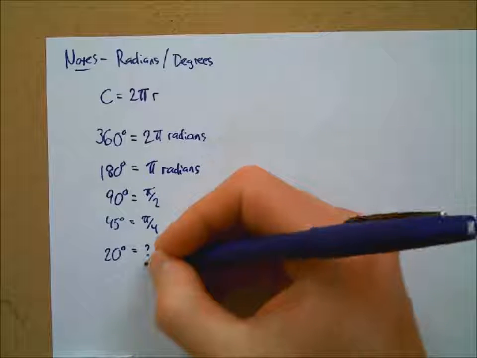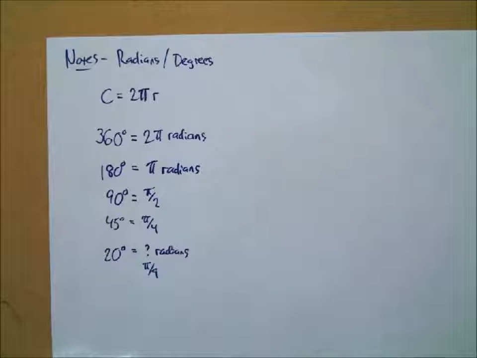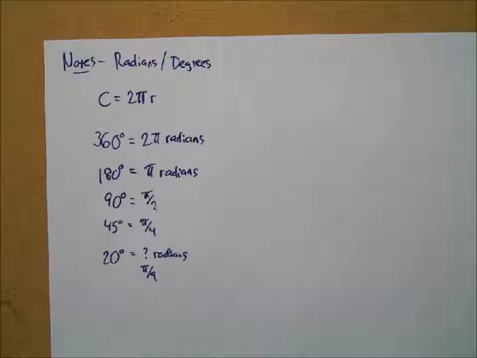Yeah, 1/9 of pi, so pi over 9. Okay. So maybe we can kind of figure it out still using fractions and stuff. All right. But of course, sometimes there's even more complex ones.